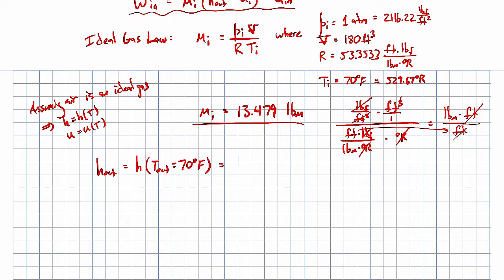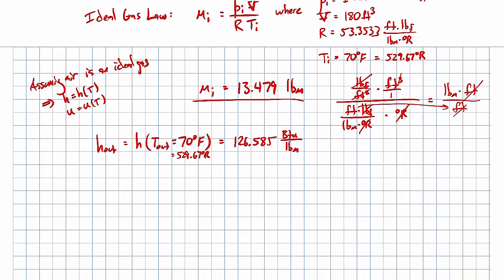We don't have an Excel table, I don't believe, that gives you that value specifically. So what I did is I used the back of your textbook. There's a table in English units, so I just used that one. And it's actually given in degrees Rankine, so you have to convert this over to degrees Rankine, so it would be 529.67 degrees Rankine. And when you look up that value, it comes out to be 126.585 British thermal units, BTUs, per pound mass. I had to do a little interpolation to get that. And you can do the same thing for the specific internal energy initially. That's the U sub I.